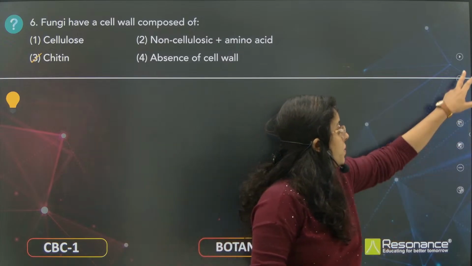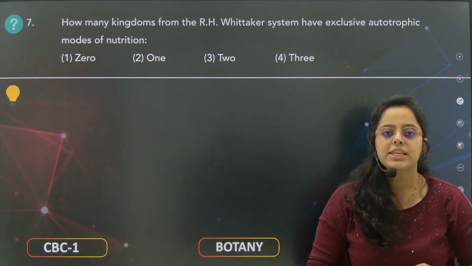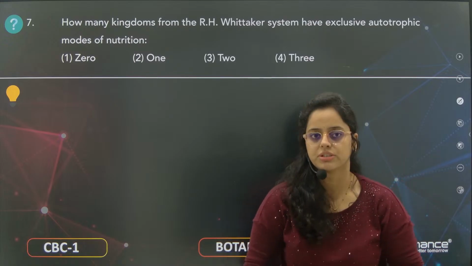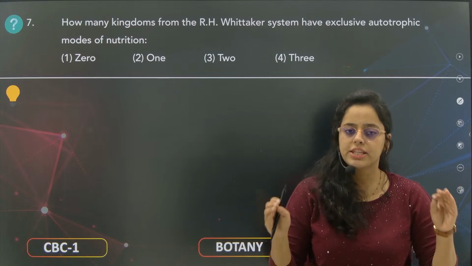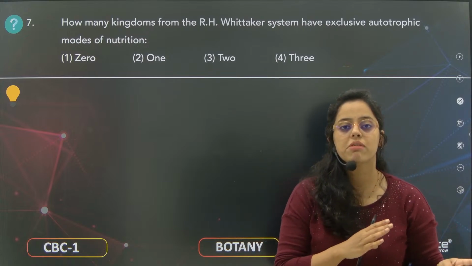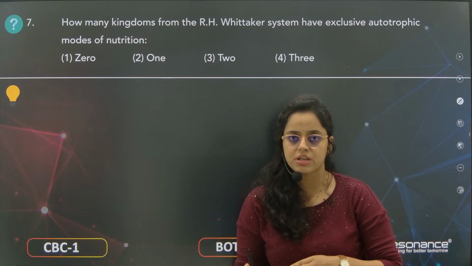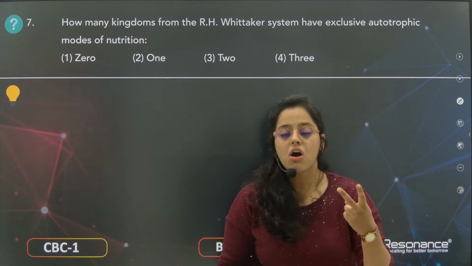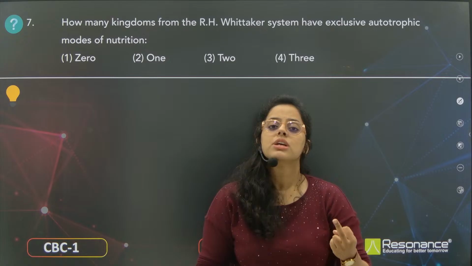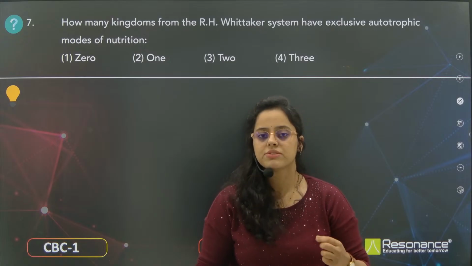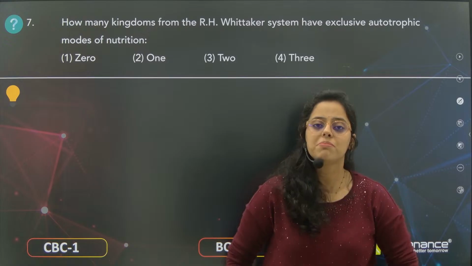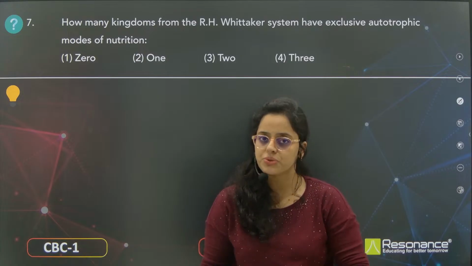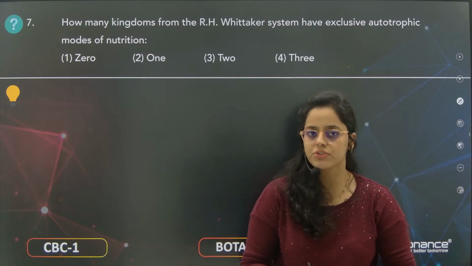Now moving to the next question, question number 7. How many kingdoms from R.H. Whittaker system have exclusively autotrophic mode of nutrition? Exclusively means they only perform photosynthesis, they don't perform any other kind of nutrition. It can be photosynthesis, it can be chemosynthesis. Autotrophic mode of nutrition consists of 2 types, that is photosynthesis or chemosynthesis, right? And exclusively means all the organisms should perform photosynthesis or chemosynthesis, autotrophic mode of nutrition, right?